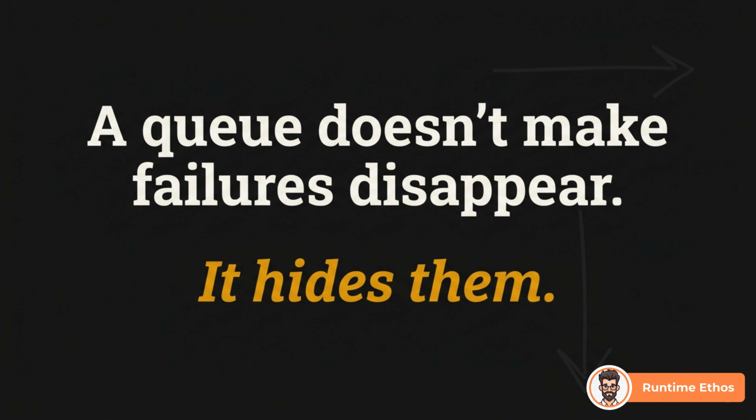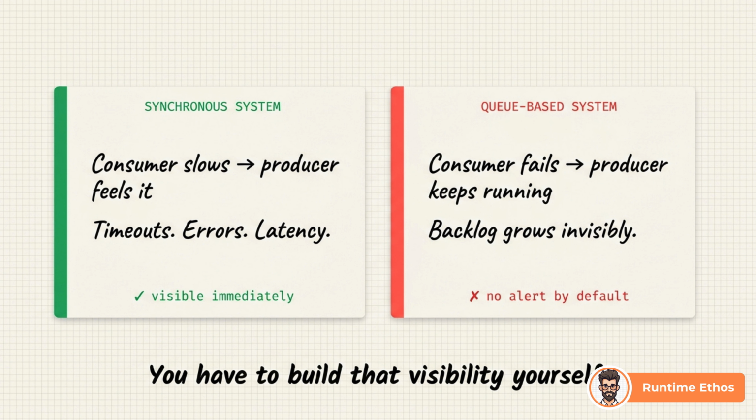Here's the insight most engineers miss. A queue doesn't make failures disappear, it hides them. In a synchronous system, consumer slows down, the producer feels it immediately. Timeouts, errors, latency, fast and visible. In a queue-based system, the consumer can fail completely, and the producer keeps running for hours, none the wiser. That's often the right trade. You've swapped an immediate visible failure for a slow, recoverable one.